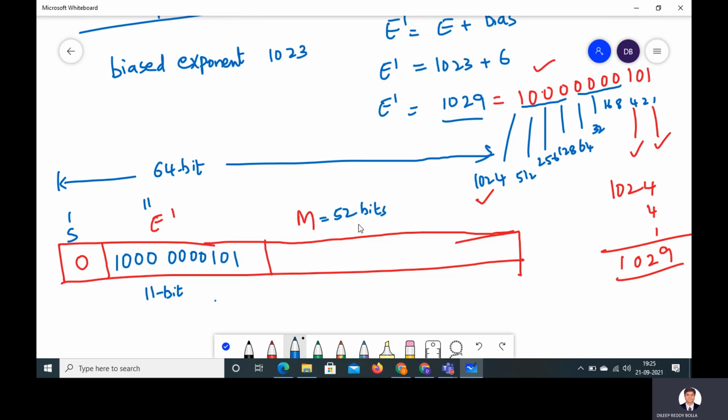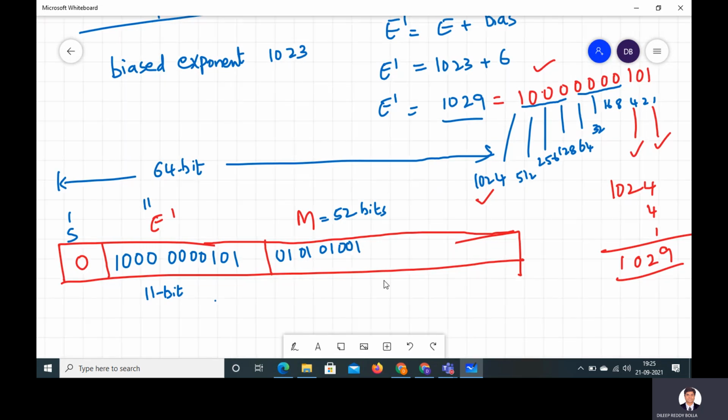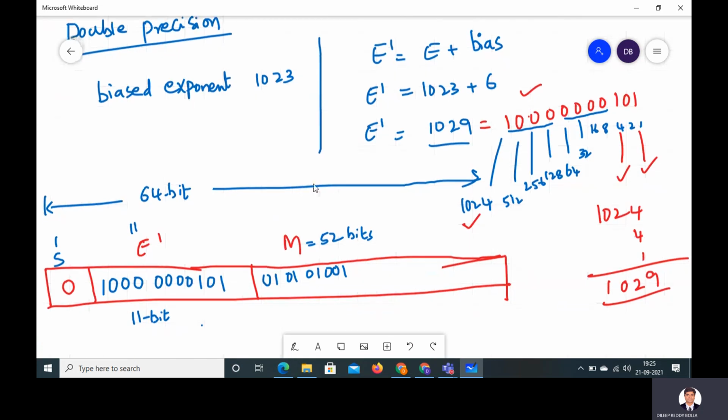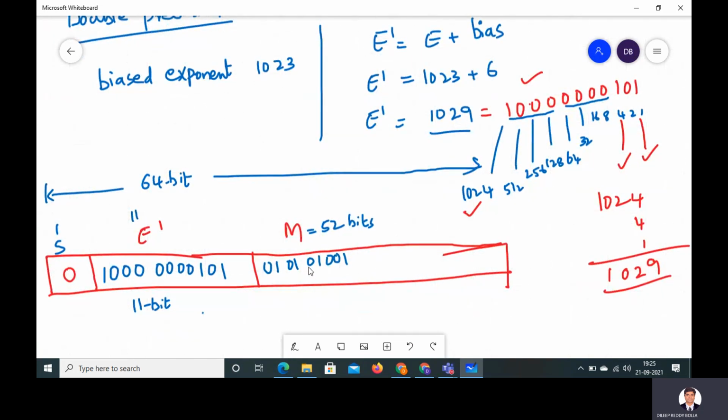So how many bits did we get? The value that we got here is 0, 1, 0, 1, 0, 1, 0, 0, 1. Where have we got this number from? We got this number from this normalization, 0, 1, 0, 1, 0, 1, 0, 0, 1. So this corresponding part we are taking. Count how many are there: 1, 2, 3, 4, 5, 6, 7, 8, 9. Remaining all the values are zeros. We need to represent technically 52 bits here, and those 9 we already represented. So the remaining bits are all zeros.